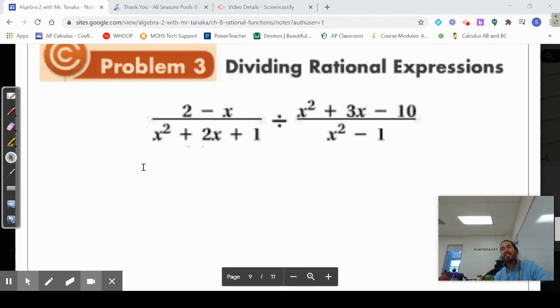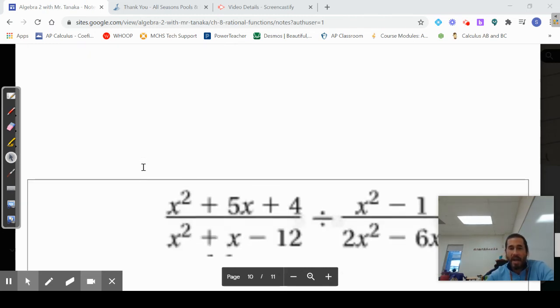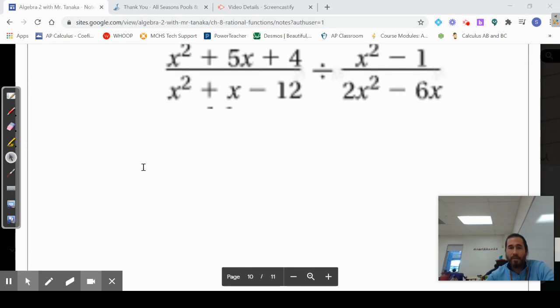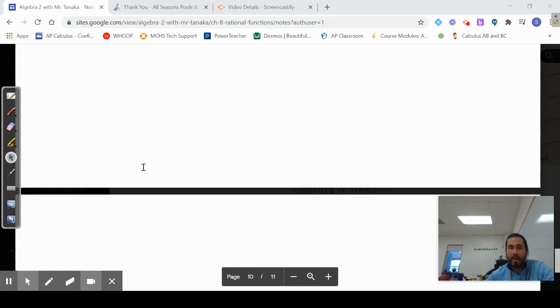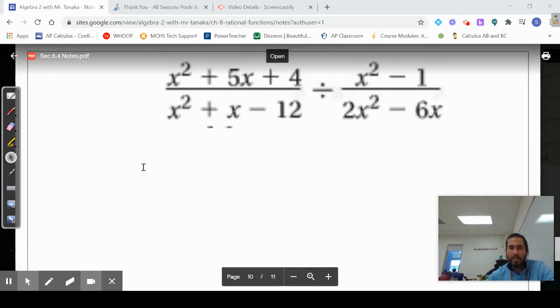Let's divide these. Do I have another page of some tough ones? There we go. Let's see which one I want to do. Yeah, let's do this one. A little bit tougher. Let's do it. All right, so go ahead and copy it down.